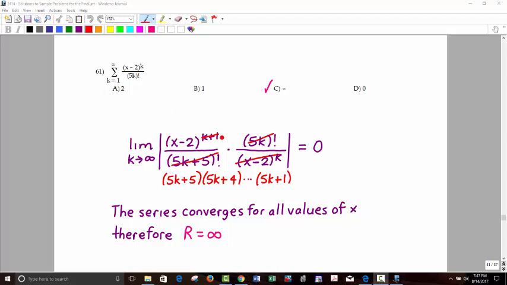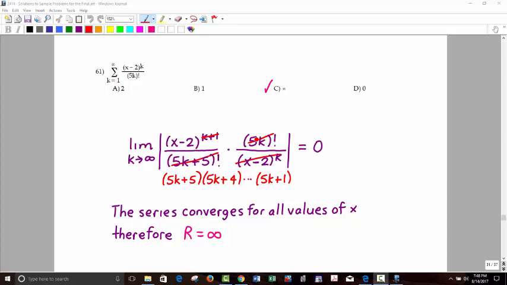And then you multiply it by the reciprocal, so you'll have 5k factorial over x minus 2 to the k, which is the original function. So what happens is these x minus 2's will just leave an x minus 2 on top, and then technically the 5k plus 5 factorial would go 5k plus 5, 5k plus 4, blah, blah, blah. And what I'm showing you here, I didn't show the 5k factorial, but 5k factorial would have canceled with the one on top.